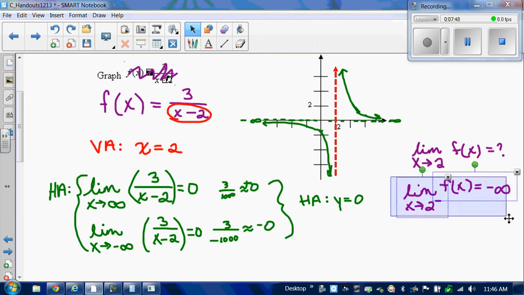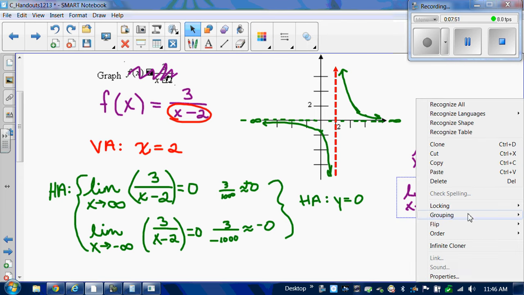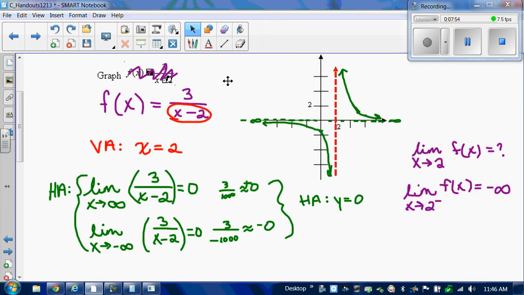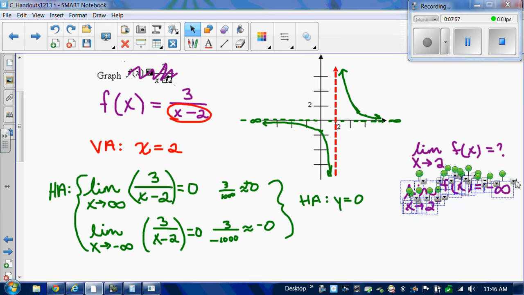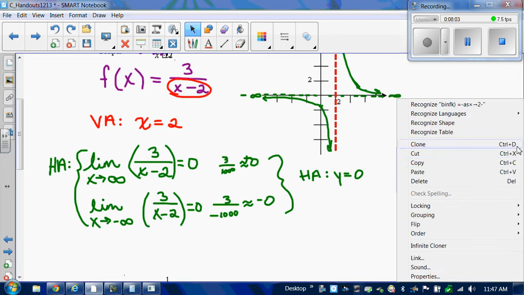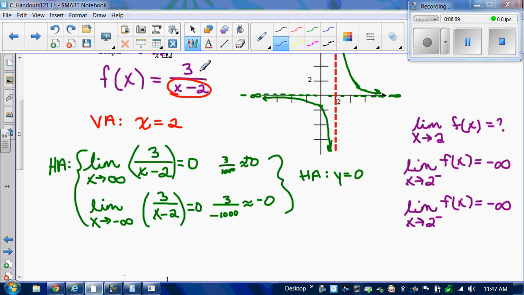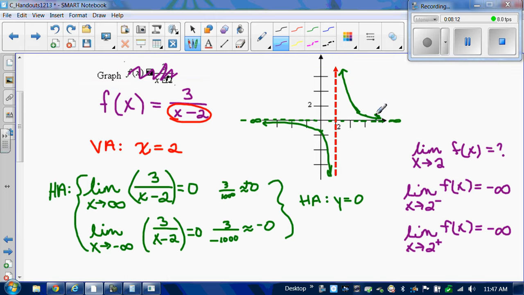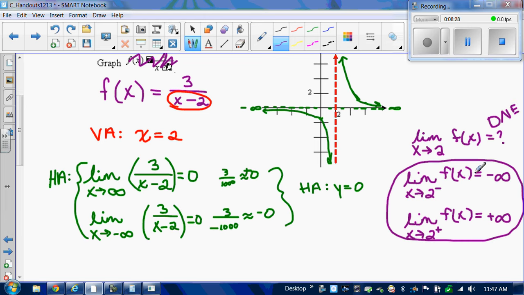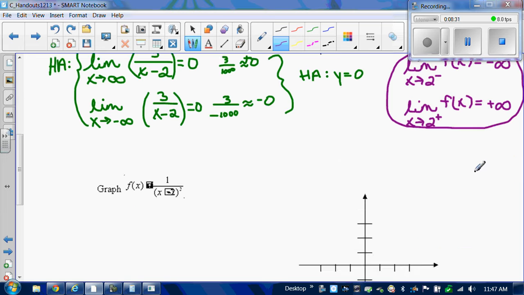And then what about from the right? Oops. Just kidding. Try that again. Group it is what I meant to do. Okay. All right, so what about the limit as x approaches 2 from the right? So if you're walking from the right, you go to positive infinity. All right, so these two right here, they don't match, which means this one does not exist. Okay?